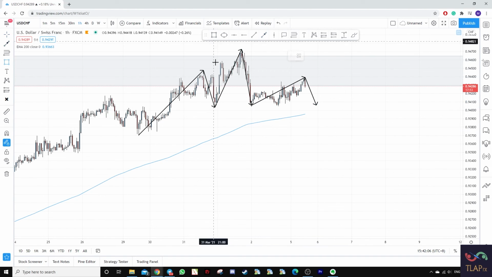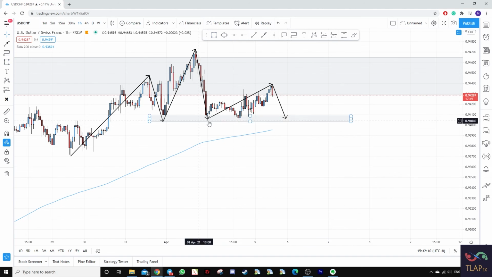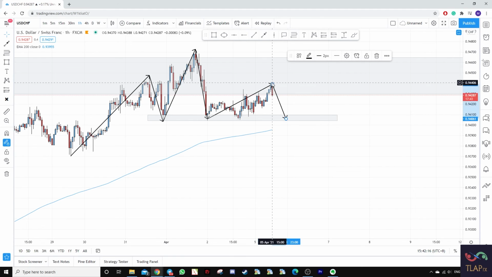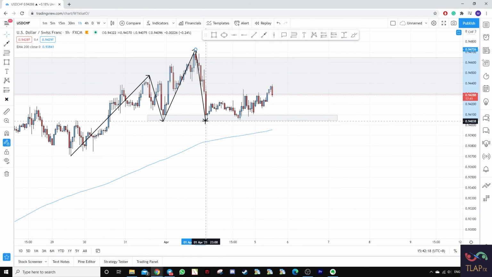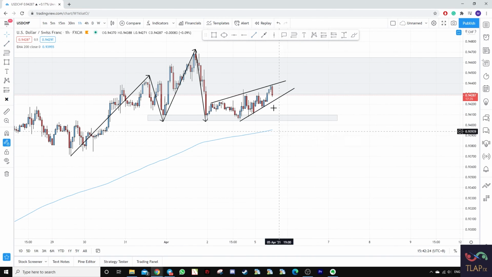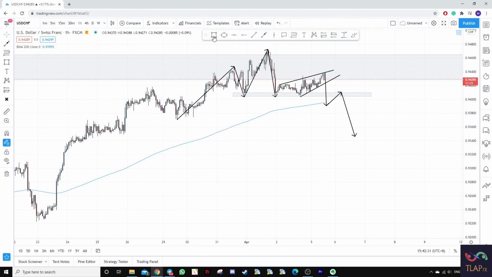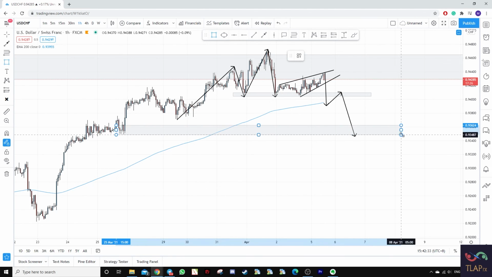So what we need price to do would be a breakdown of this neckline structure, and this would serve as a break of structure. If you see what happens on the right shoulder, we have weak buyers over here. We have a potential upwards channel or rising wedge, and we are looking for a breakdown retest before taking a sell towards this level as our first take profit.